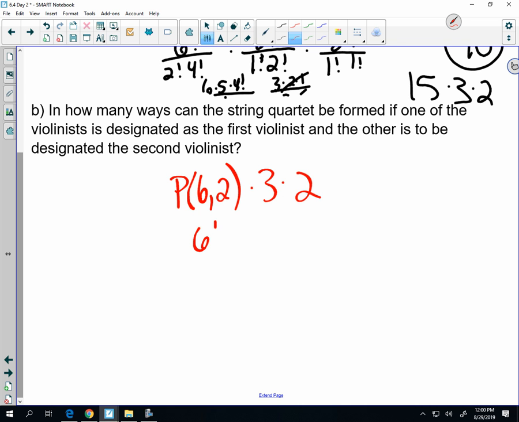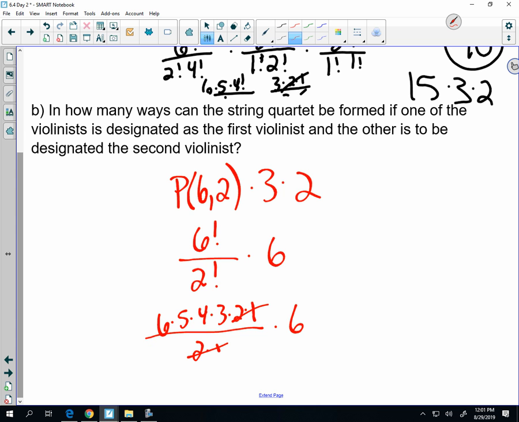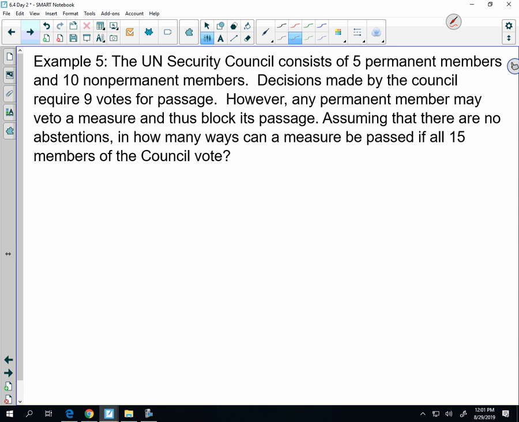But notice that this is now changing. So now my formula is just 6 factorial over 4 factorial times 6. So 6 times 5 times 4 times 3 times 2 times 1, and then I still have a times 6 out here. And so now I'm going to get 180 ways for that to happen. So notice that if you change it to order matters, there's a lot more ways that it can happen. And so that's going to be the tricky part now, trying to figure out, does order matter or does order not matter? Okay?